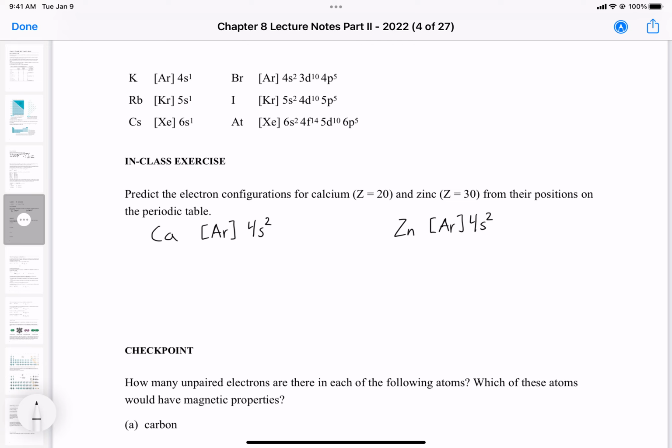And then zinc in this case has 10 more electrons, right? So it will complete, it will have a filled 3d subshell. So 10 electrons from the d orbitals, and we get 3d10.